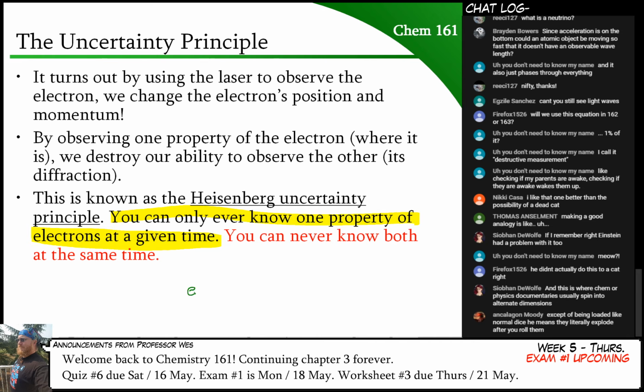So here's my electron, and I am going to use light to determine where it is. Bonk. And when I do that, the electron now goes, whee! So I would know, oh, it was right here. But how fast was it going? Well, I would have to do a different experiment to do that.